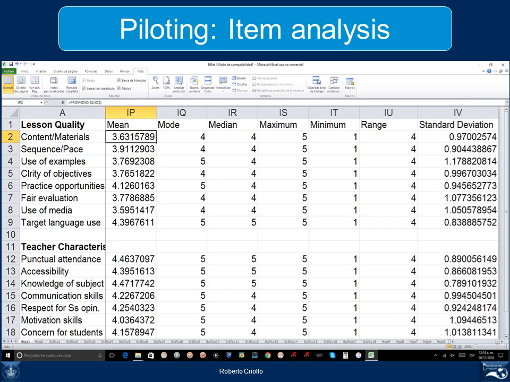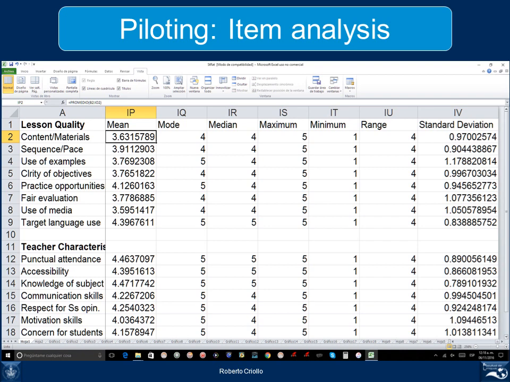For example, for lesson quality we have content and materials, we have sequence and pace, and so on and so forth. So now once we have these results, which is a summary from a real assessment that we carried out a long time ago, we can see what are the aspects that were assessed that teachers are stronger at, and which are the aspects in which the teachers need more help.